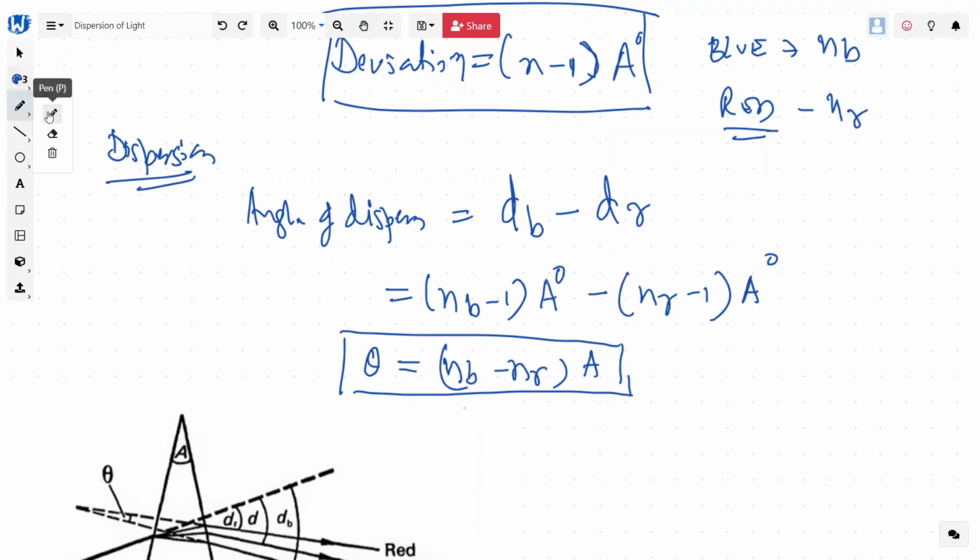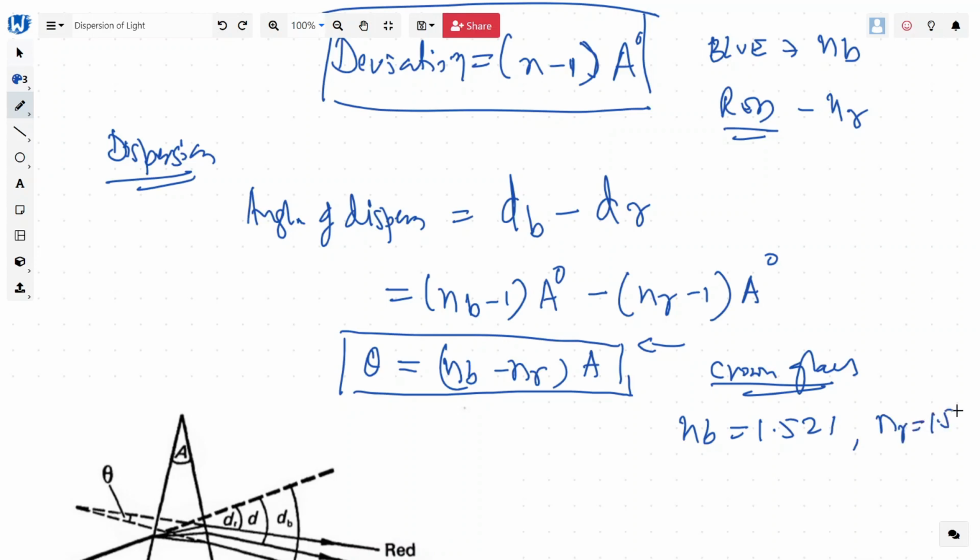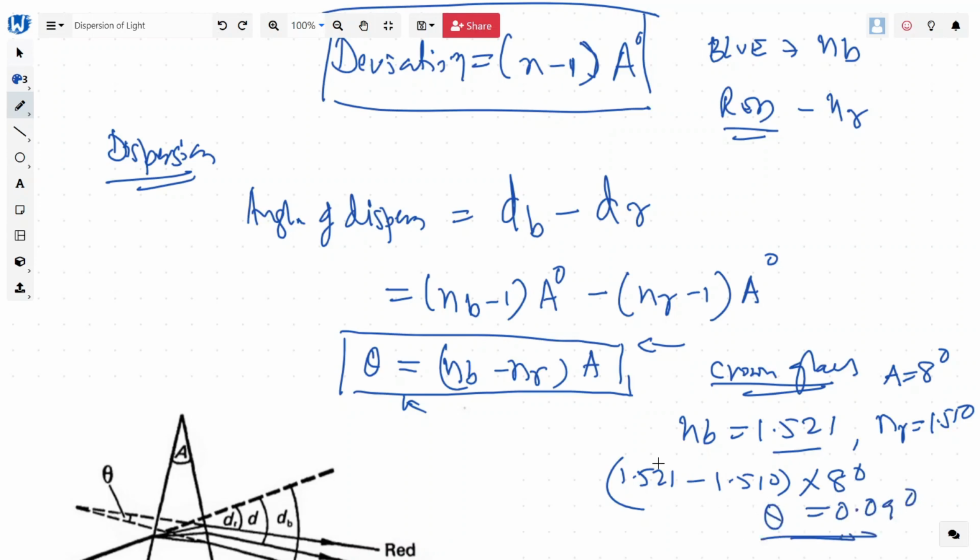Now we can simply do one quick example here. It will just clarify the concept. Let's say we have a prism of glass, say crown glass. There are different kinds of glasses, crown, flint, etc. NB is given to be 1.521, and NR for the red is 1.510, and A is, let's say, 8 degrees. Can we find this theta? Yes, pretty easily. We can simply plug in the numbers. So it's 1.521 minus 1.510 multiplied by 8 degrees, and that is going to be 0.09 degrees. That is going to be the angle of dispersion.